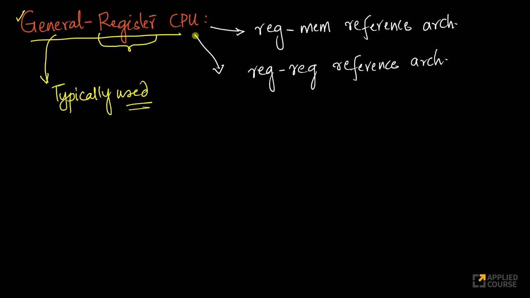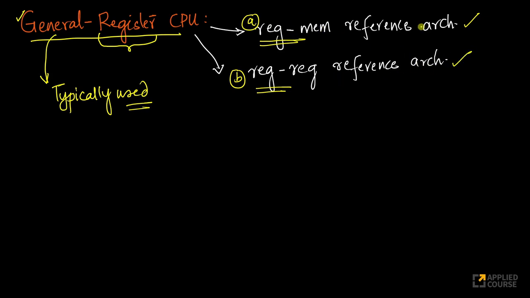Within general register CPUs, there are two broad subcategories. One of them is called register memory reference architecture. The other is called register reference architecture. They're very similar except for a couple of key differences. In this video, we'll learn about register to memory reference architecture. Once you understand it, you'll also be able to understand register reference architecture very easily.